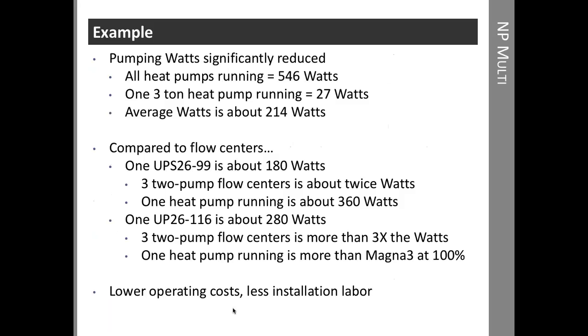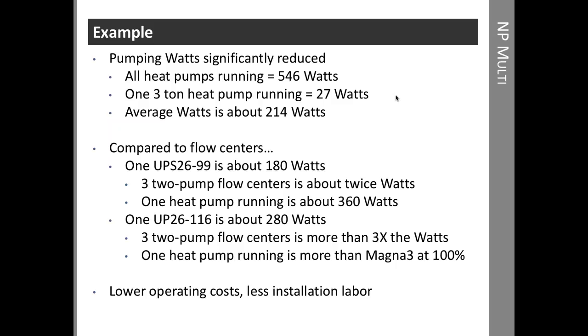Like I said, we'll go into this in more detail in the second webinar, but I wanted to at least give you a feel for what our potential savings are. So you can see with this selection, we've reduced the pump watts compared to individual pumps. If all of the heat pumps are running, the variable speed pump is maxed out at 546 watts. So that's if it's running full out, in this case 36 gallons per minute. If only one 3-ton heat pump is running, it's about 27 watts. So it's very, very little energy use with that one 3-ton heat pump running. It only needs 9 gallons per minute. So our pressure drop is very, very low at 9 gallons a minute.